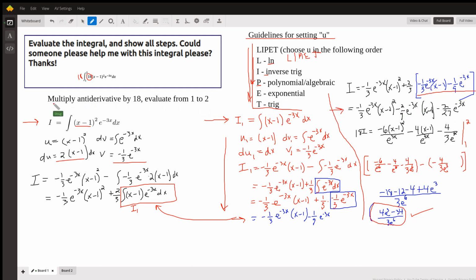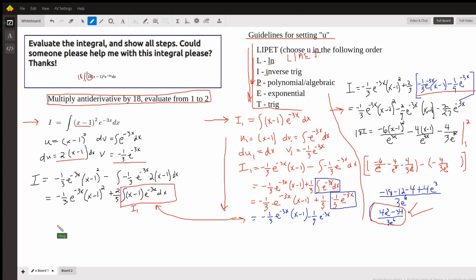And oh, by the way, I wrote down what it is we still have to do after we've evaluated the antiderivative for I. We have to multiply by 18. So here's 18 I, and then we're going to evaluate it from 1 to 2. That means put 2 in for x, minus put 1 in for x. I'll let you look over what happened here. But there's your final answer, an exact answer.